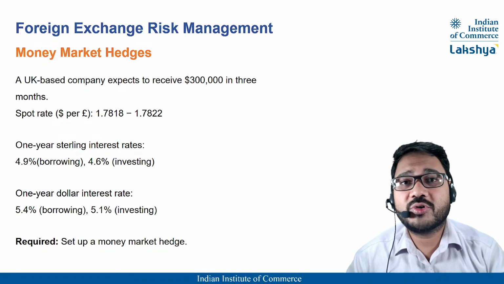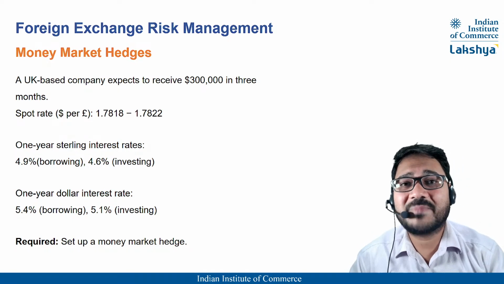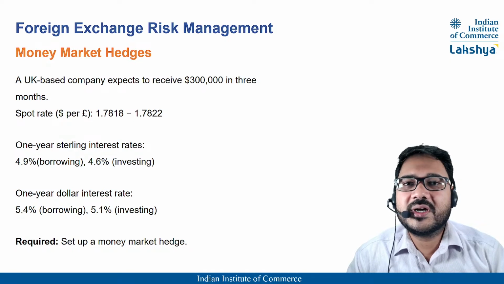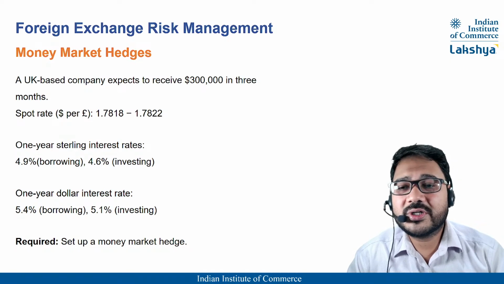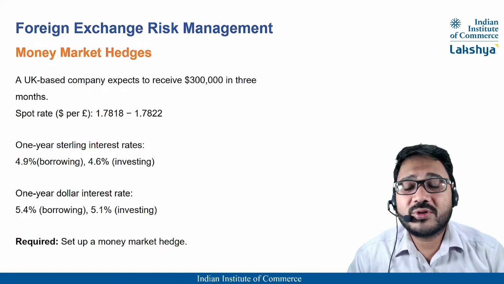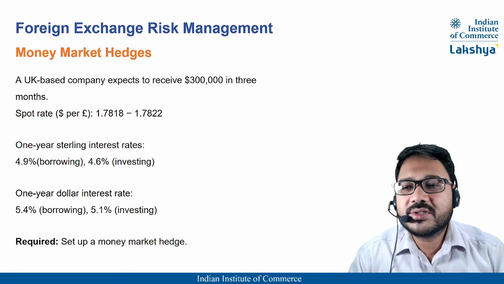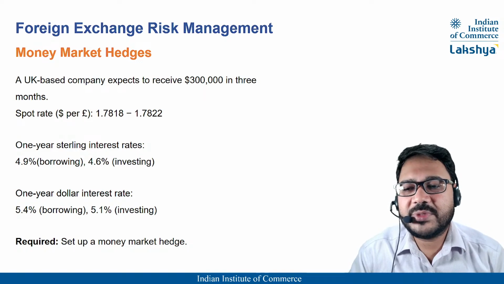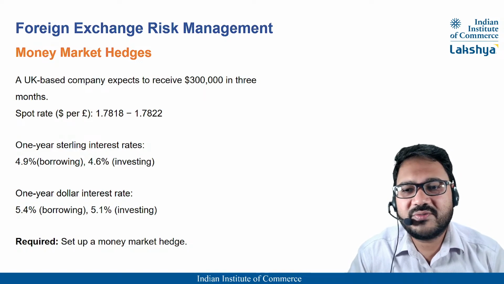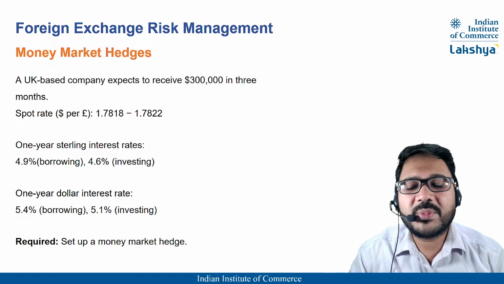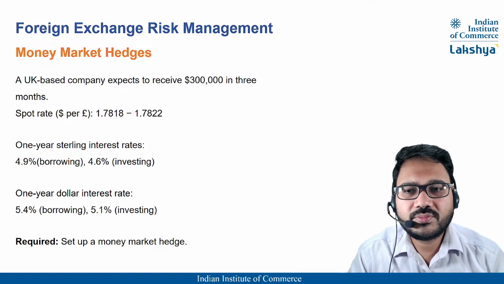Okay, usually borrowing is always more expensive as compared to investing. Just think of it, right? When you go to the bank to create a fixed deposit, you will always be offered a lower rate as compared to when you go to the very same bank to take a loan. So 1 year sterling interest rates have been given for borrowing as well as investing rates, and 1 year dollar rate has been given. We are required to set up a money market hedge, right?